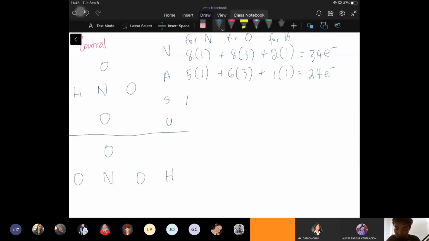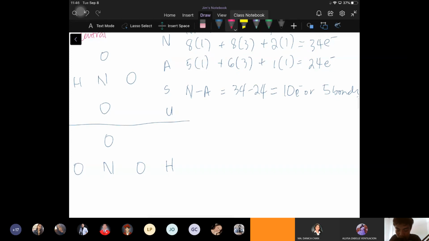Shared. Paano uli yung shared? N minus A. So, that's 34 minus 24. 10 yan. Or, how many bonds? 5 bonds. Okay? So, I have to distribute my 5 bonds dito sa atom. Okay?